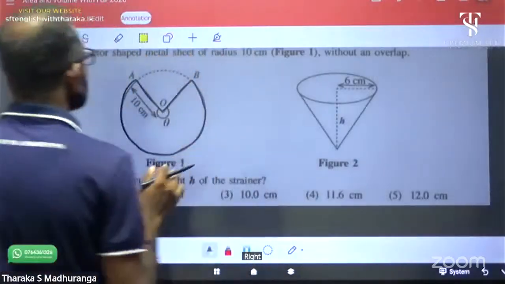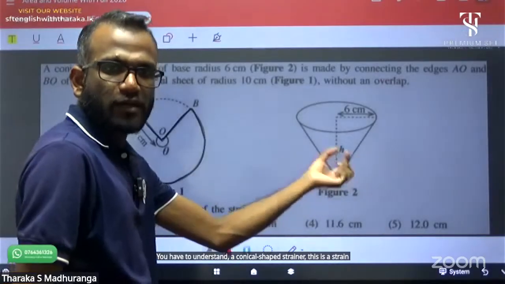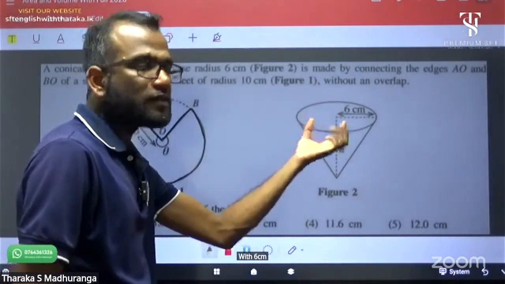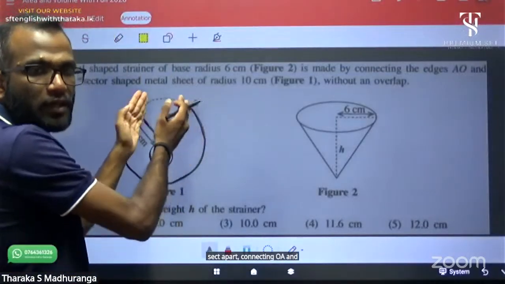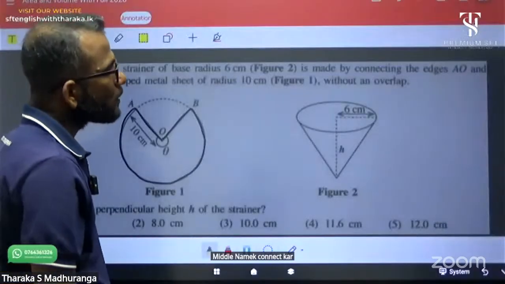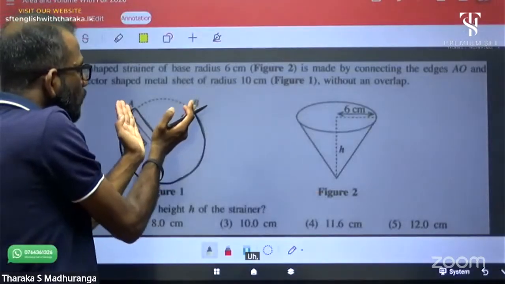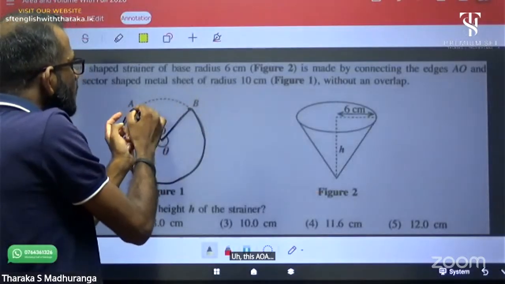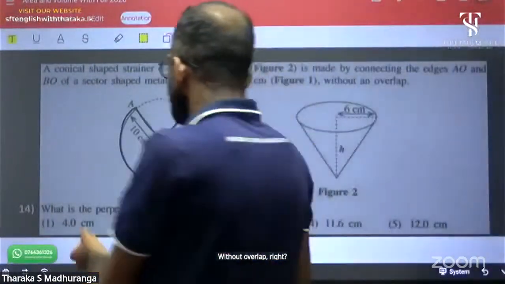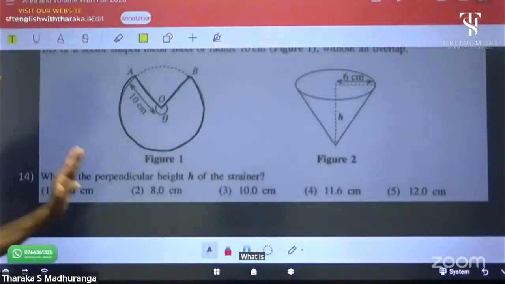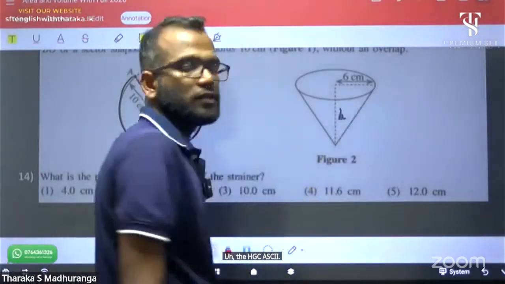You have to understand a conical shape strainer. This is a strainer with 6 centimeter radius. It is made by this sector part by connecting OA and OB, without an overlap. Without overlap means this point A connects to point B without overlap. What is the perpendicular height of the strainer? H. The H is being asked.